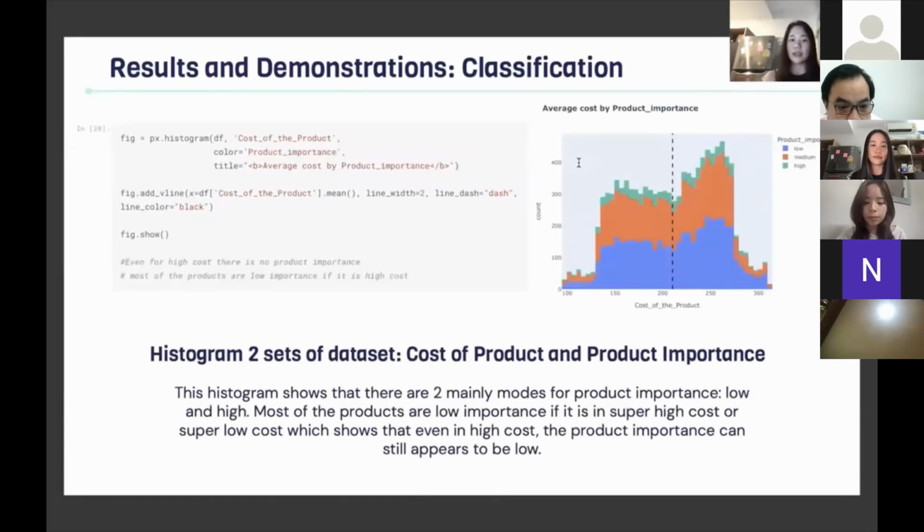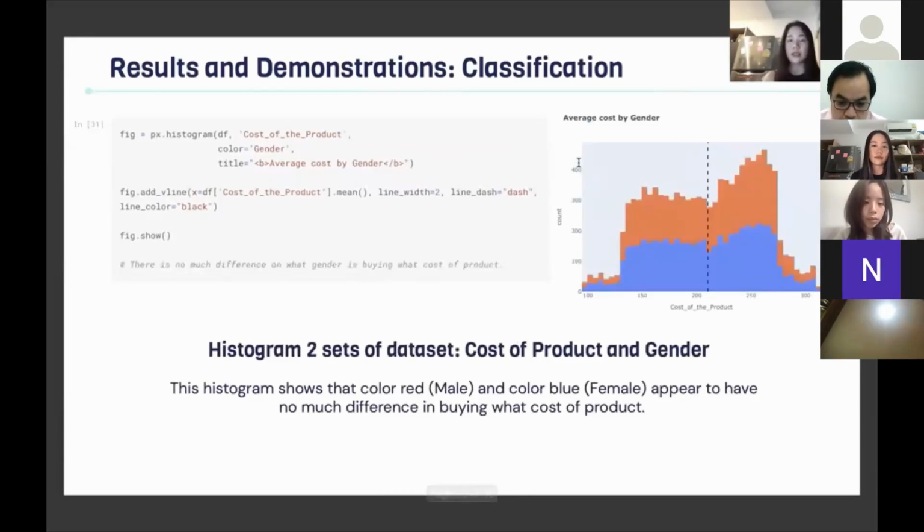And the third one, this histogram shows that there are two main modes for product importance, low and high. Most of the products are low importance whether they are at very high cost or very low cost, which shows that even at high cost, the product importance can still be low. The histogram from gender and cost of product shows that the red color for male and the blue color for female appear to have no big difference in what cost of product they buy.